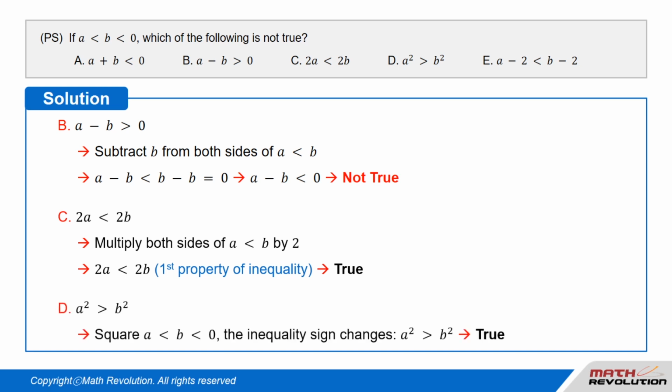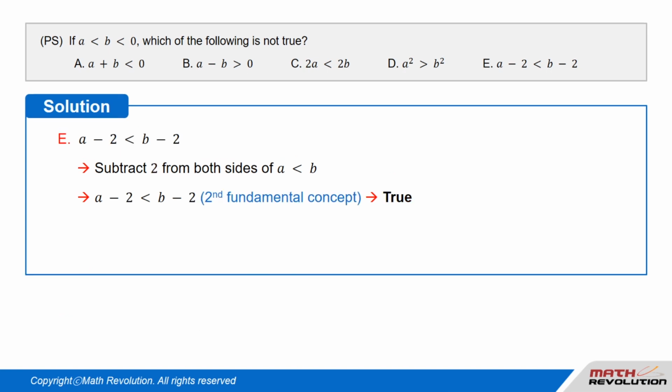Option D. A squared is greater than B squared. As A is smaller than B, which is smaller than 0, when we square the terms, the inequality sign changes. Thus, we get A squared is greater than B squared. Thus, this option is true.